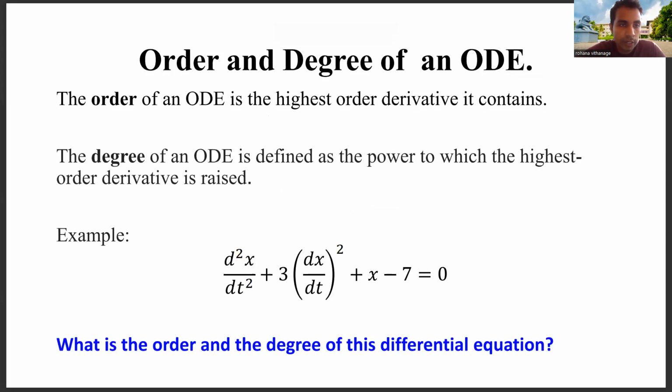Basically, an ordinary differential equation has two main factors: the order and the degree. The order of an ODE is the highest order derivative it contains. The degree of an ODE is the power to which the highest order derivative is raised. If we look at this example, the highest order derivative is d squared x over dt squared, so it is 2. So this has order 2. And the degree is the power of the highest order derivative, so it is 1.